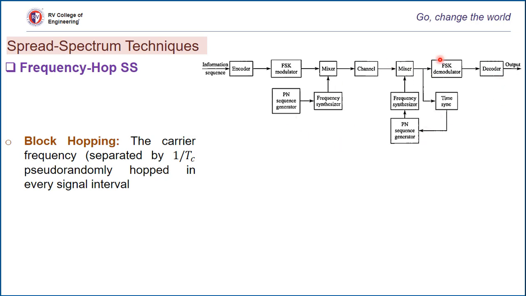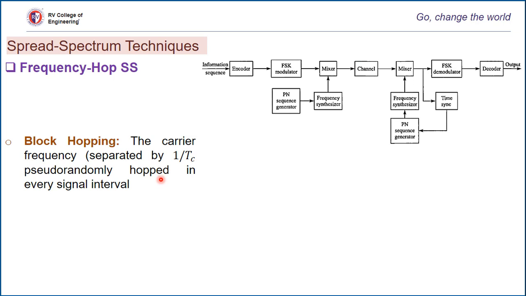In this FH system, which we have just explained, the carrier frequency is pseudo-randomly hopped in every signaling interval. The M information-bearing tones are contiguous and spaced in frequency by 1/Tc, where Tc is the signaling interval. The separation between two frequencies is 1/Tc. This type of frequency hopping is called block hopping.